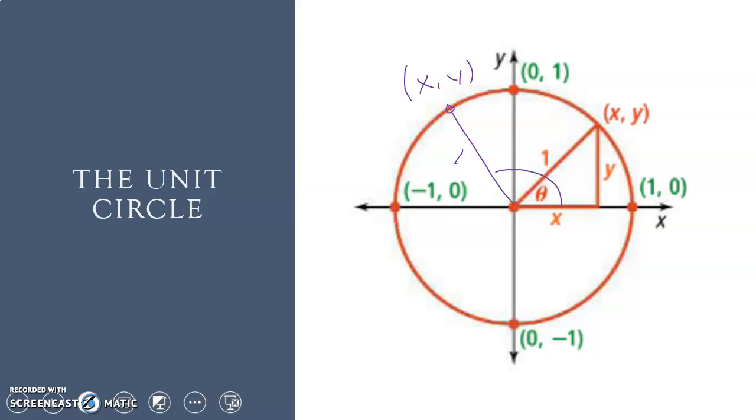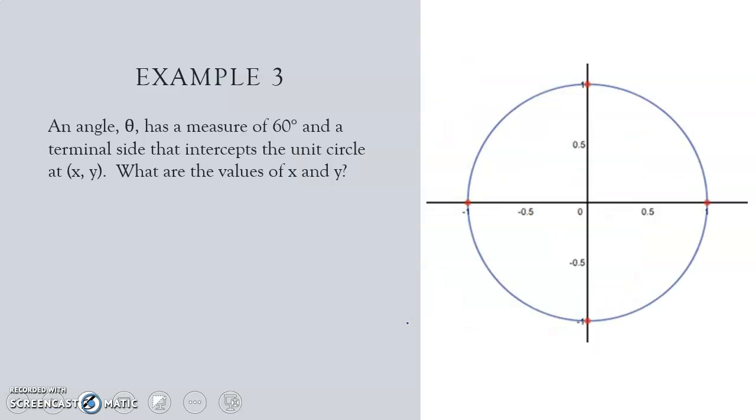So that's what we're starting with in the unit circle, thinking about spinning the terminal side of our angle anywhere within the unit circle, which is going to create new xy coordinates. So our first example, we're going to take a measure of 60 degrees and a terminal side that intercepts the unit circle at xy. Here's our initial side, right here on the positive x-axis. And then we're going to have an angle of 60 degrees, so that's going to look kind of like this, and it's going to intercept the unit circle at some xy point.